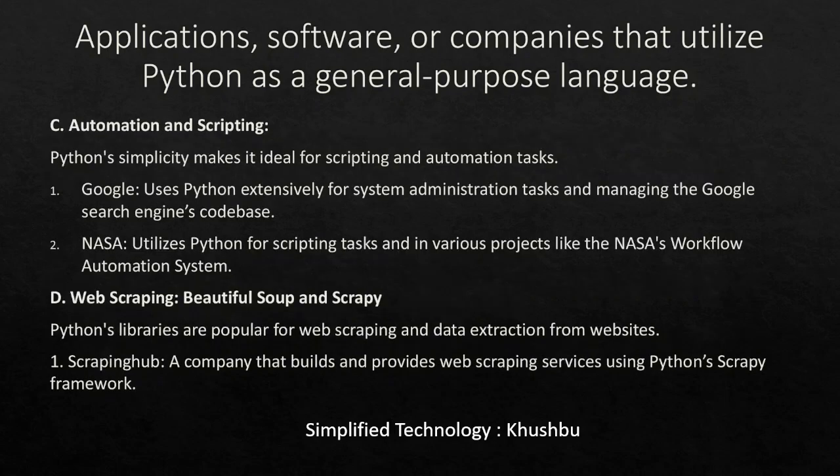Python is also used by various software and applications for automation and scripting. Python's simplicity makes it ideal for all these scripting and automation tasks. A very well-known example is Google, which uses Python extensively for system administration tasks and for managing the Google search engine's code base. NASA also utilizes Python for scripting tasks and in various projects like NASA's workflow automation system.